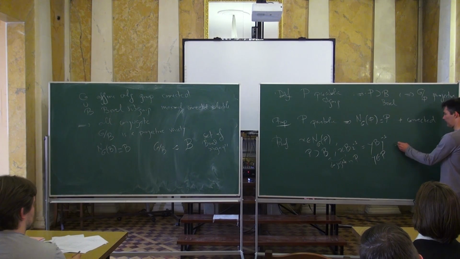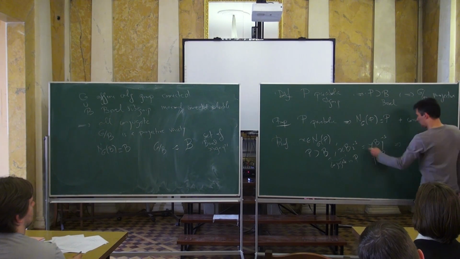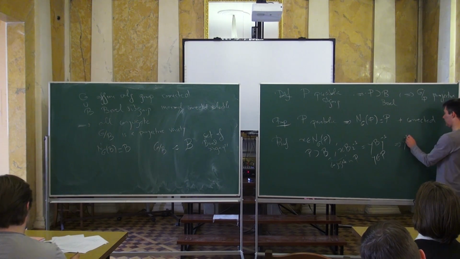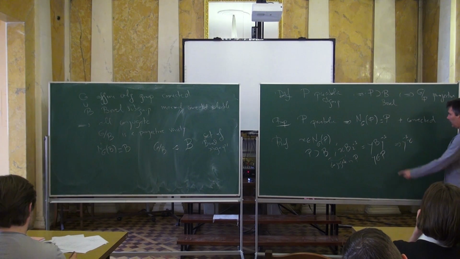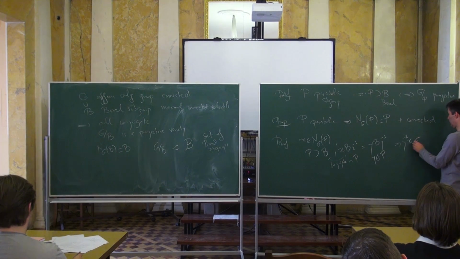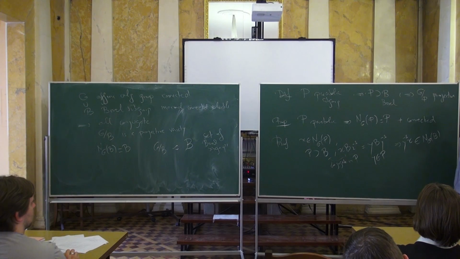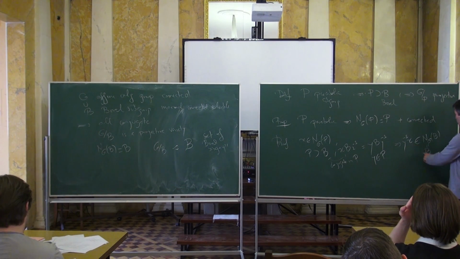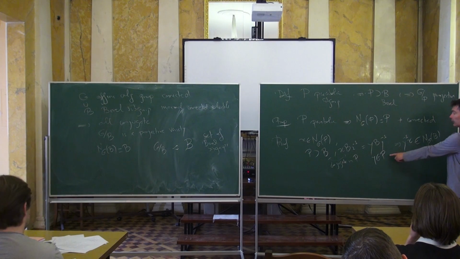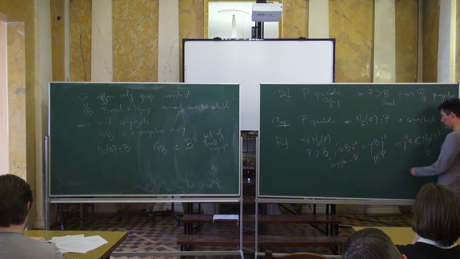So you see that if I conjugate by Y on the other side, Y minus 1 X preserves B. So it's in the normalizer of B, and we know that this is B. And then you see that X is the product of an element of B by Y, which is in P. So X is in P.